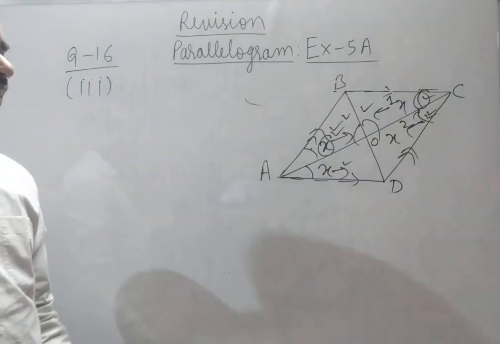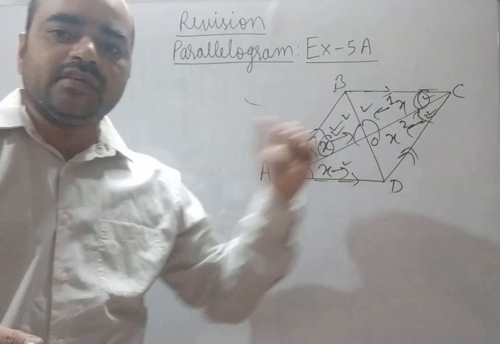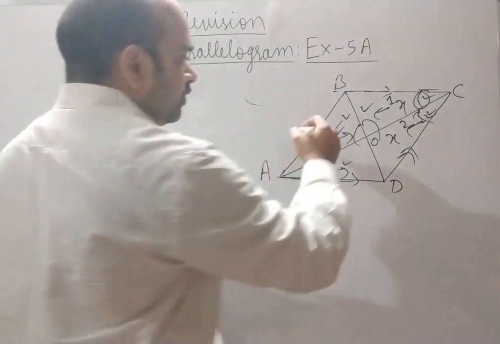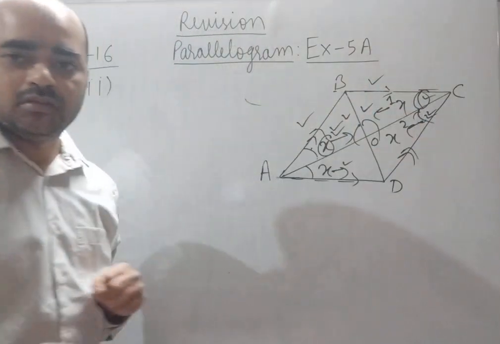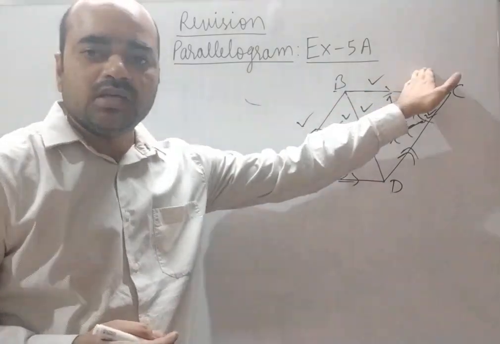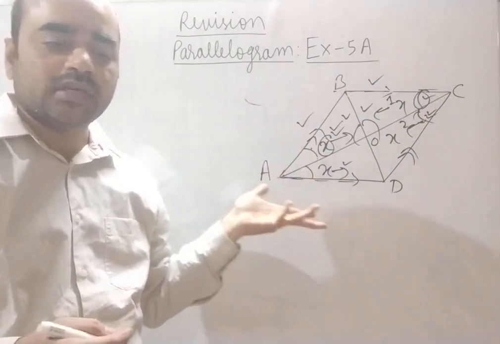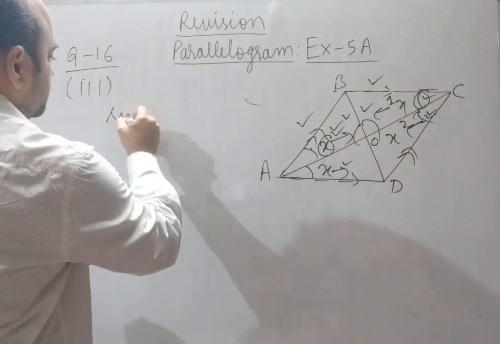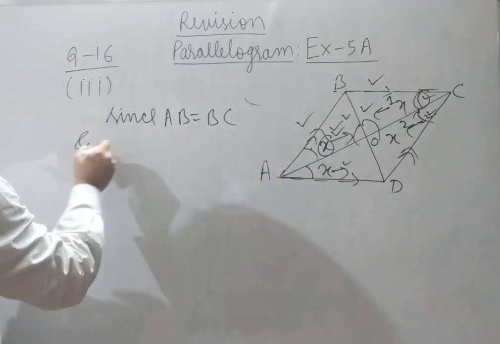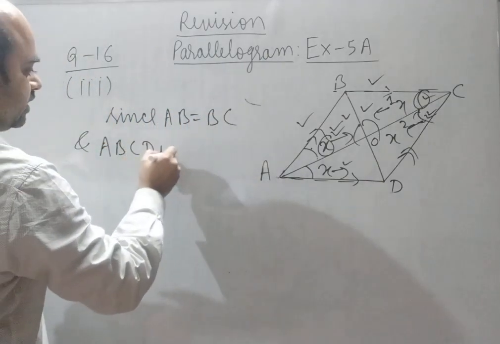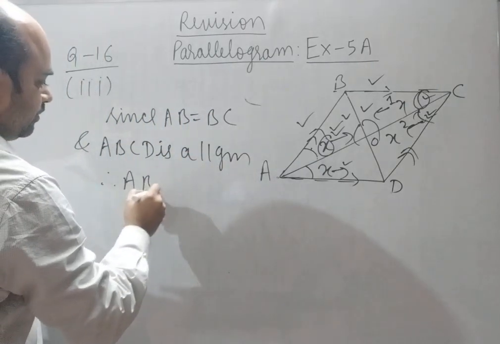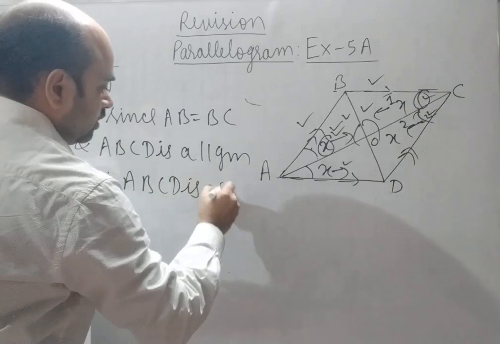Now the third part. ABCD is a rhombus. Already we have proved it is a rhombus. Why? ABCD is already a parallelogram, and now we have proved that AB is equal to BC. It means all sides will be equal. Correct? Since AB is equal to BC and ABCD is a parallelogram, therefore ABCD is a rhombus.